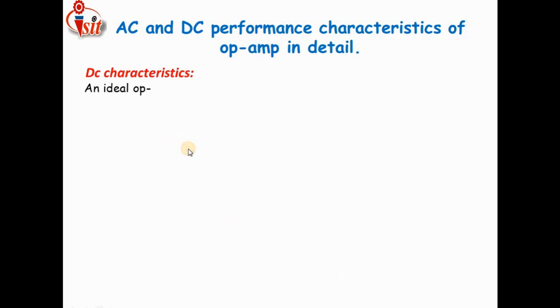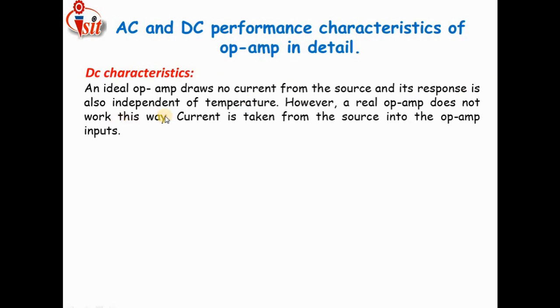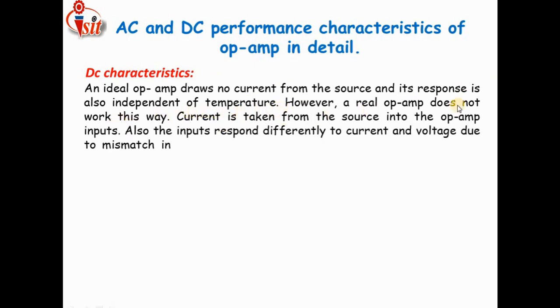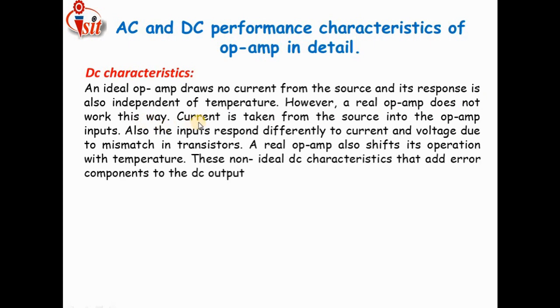These are the DC characteristics of an op-amp. An ideal op-amp draws no current from the source and its response is also independent of temperature. However, a real op-amp does not work this way. Current is taken from the source into the op-amp inputs. Also, the inputs respond differently to current and voltage due to mismatch in transistors. A real op-amp also shifts its operation with temperature.